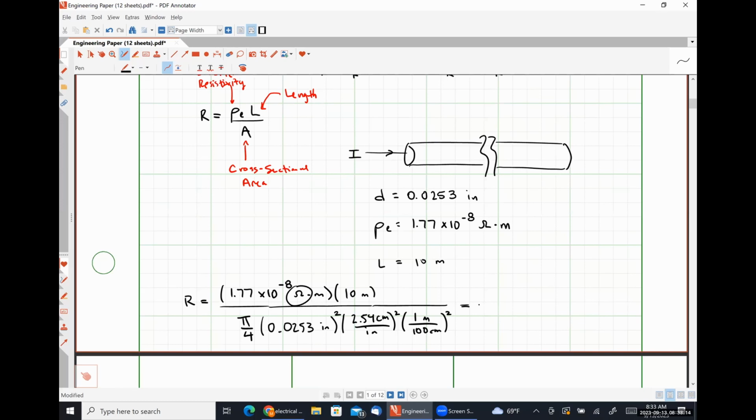Troy: 0.01386 ohms. Okay. Or we could call this approximately 13.86 milliohms.